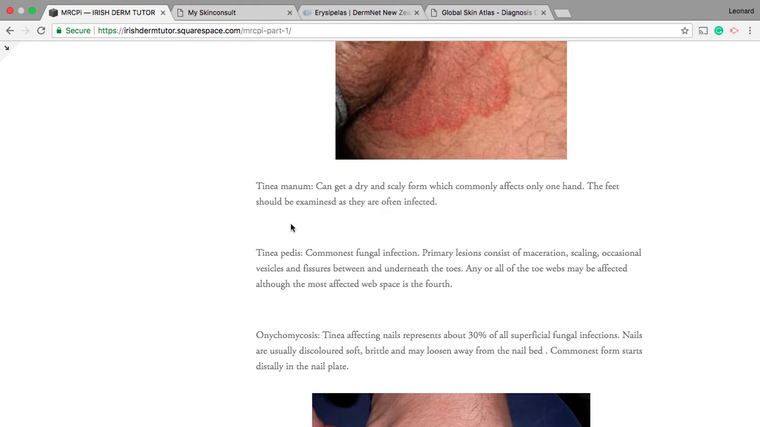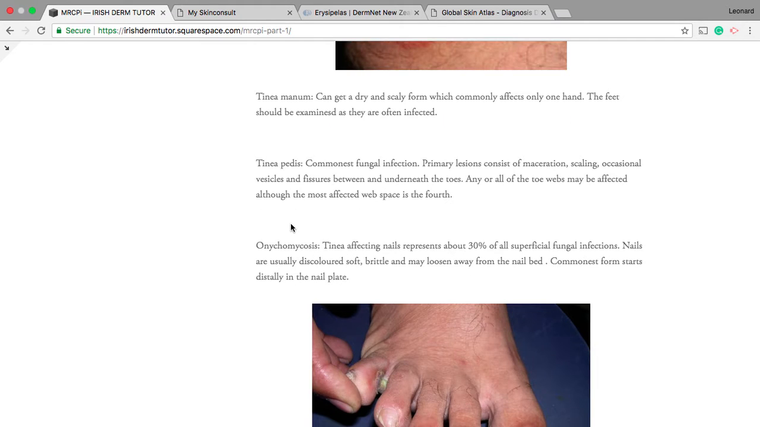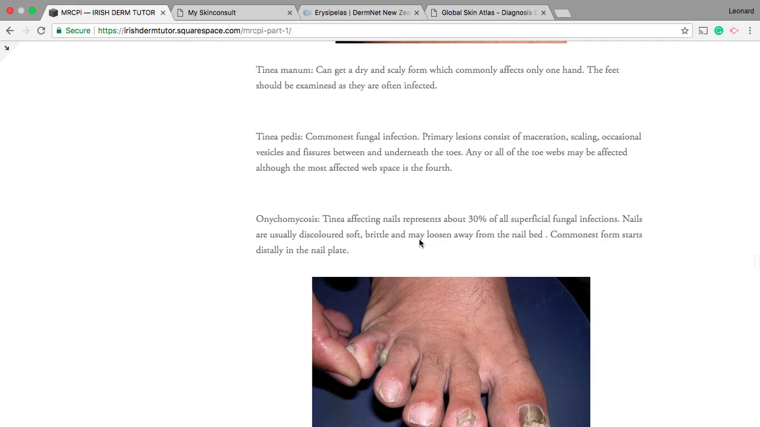So this is the commonest fungal infection, also called athlete's foot, and the primary lesion consists of maceration and scaling. You can sometimes get little vesicles or deep fissures between and underneath the toes, and any or all of the toe webs may be affected. And for some reason, the commonest toe web affected is the fourth.